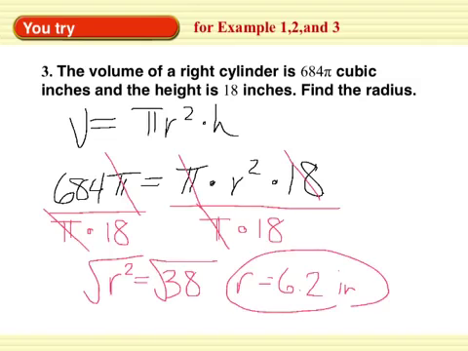Okay, the radius is 6.2 inches. First I set up the equation. Volume equals area of a circle times height. Divided both sides by pi and 18. Divided the left-hand side by pi and 18. So 684 divided by 18 is 38. Square root of both sides is 6.2.